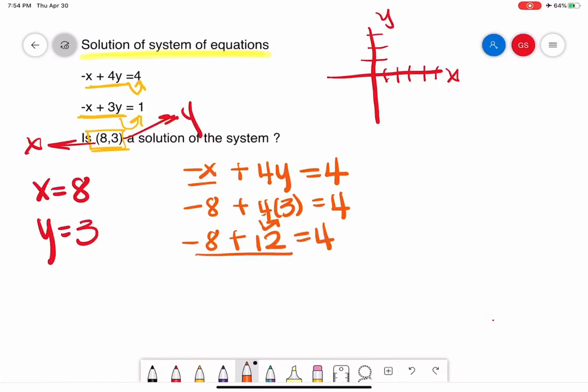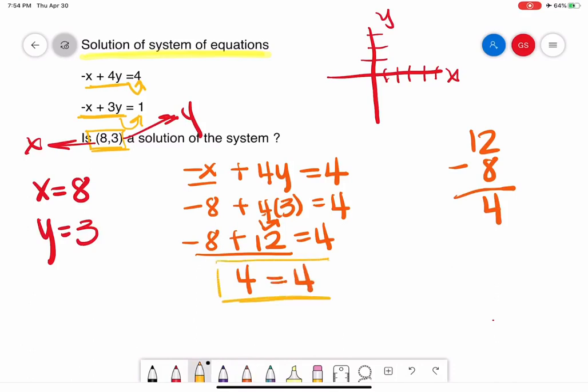If you put this in your calculator, it will look something like this. So we need to subtract 8 from 12, which is 4. So the answer will look something like this: 4 equals 4, which is exactly the answer we needed. We needed to know if this equation could equal this one if we put these two numbers in it. So we know that these two numbers work for the first equation, but that doesn't mean it is the solution, because it could not work for this one if it doesn't give us the number 1.